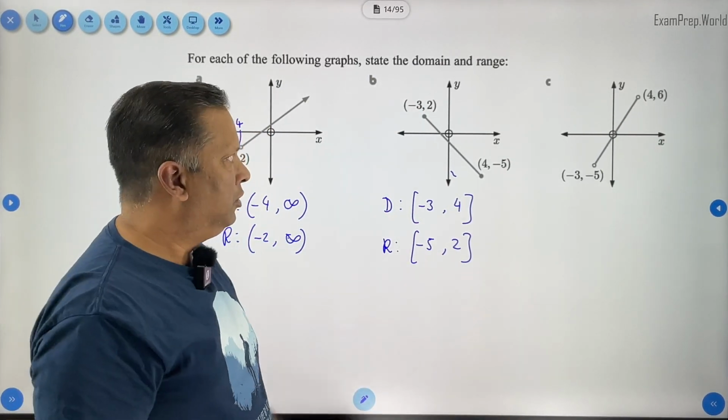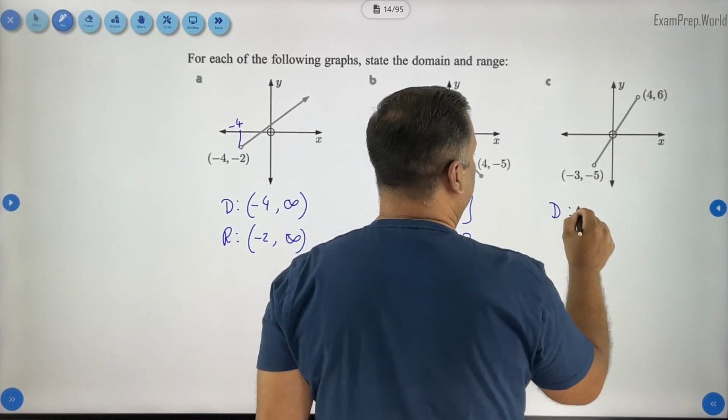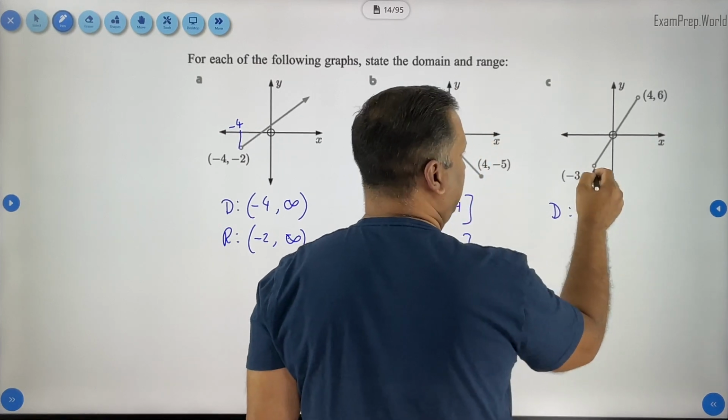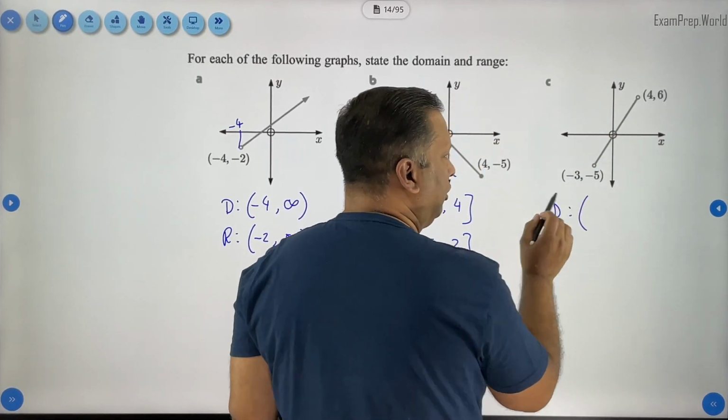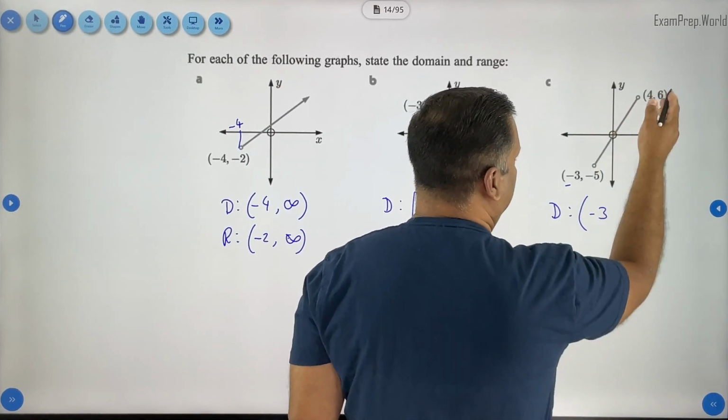Understood, right? Now let's look at this one. Now here once again domain will be, this time, round brackets because the points are not included, empty. Which is the minimum value of x? -3. What is the maximum value? 4.